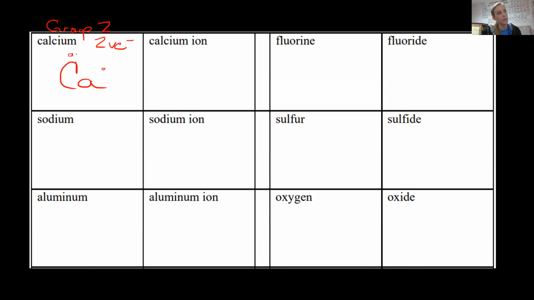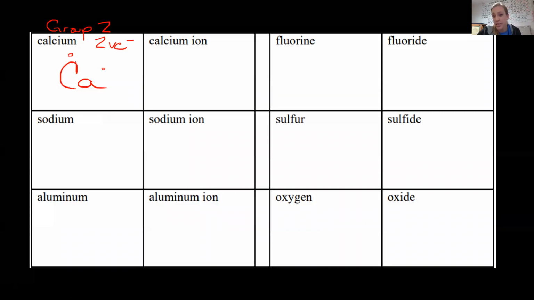You don't have to draw them open. I'm just trying to make it a little bigger because the pen is weird on PowerPoint. You can draw a closed little squiggle, but every time I do that, it thinks I want to click and it's really annoying. So this is how I'm drawing them today. So calcium has 2 electrons.